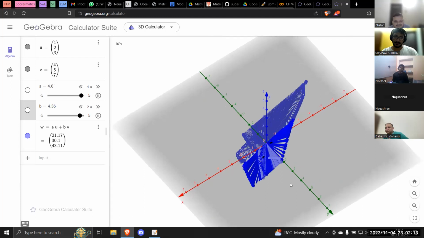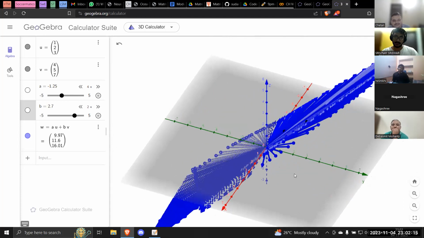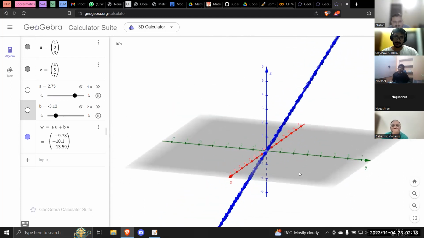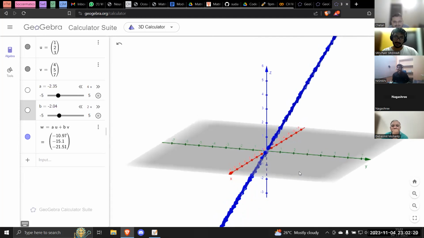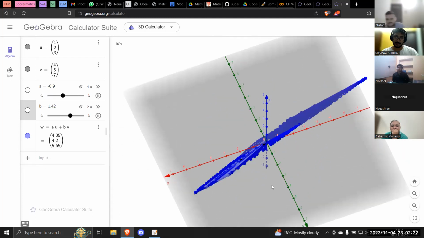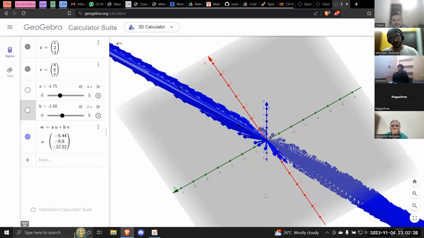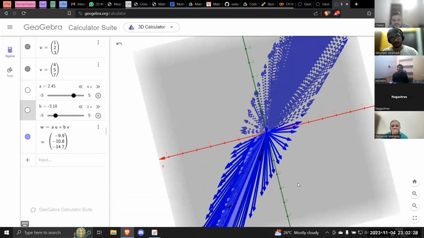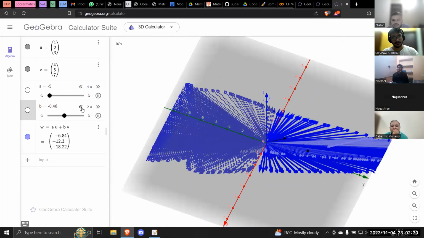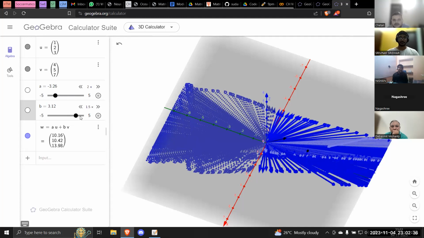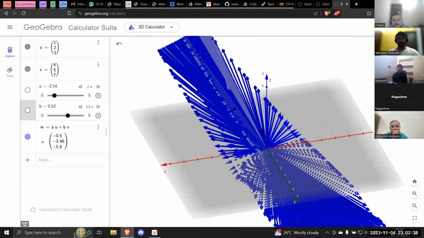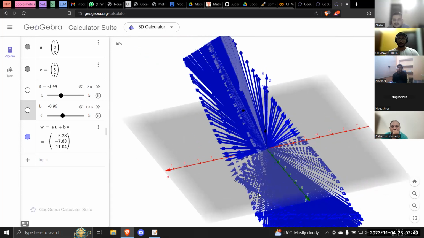Can anyone tell me what are we getting here? What is this? A plane. Right. So you are telling me that the linear combination of these two vectors is giving me a plane. Interesting. I wasn't aware that it was giving me a plane. Now that I can see, I believe it is giving me a plane.